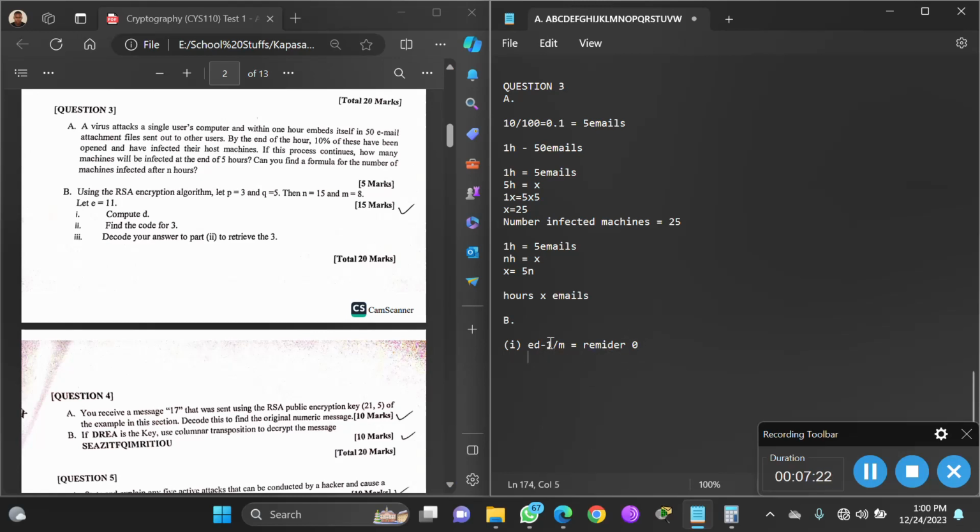So basically our E, based on this question, is 11. So where there's E, we put 11 like that. Then D, we are trying to find D. So for now we will leave it blank. Then minus 1. Then divide by M, which is 8, like that. So we will do that.